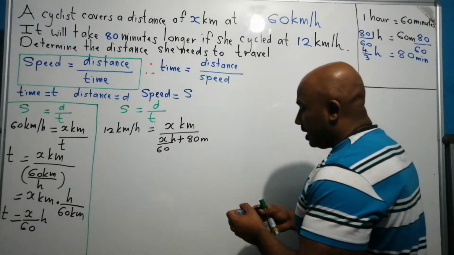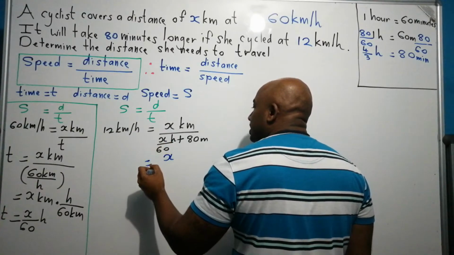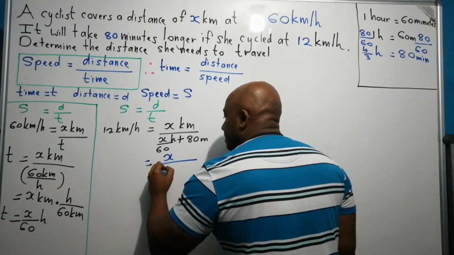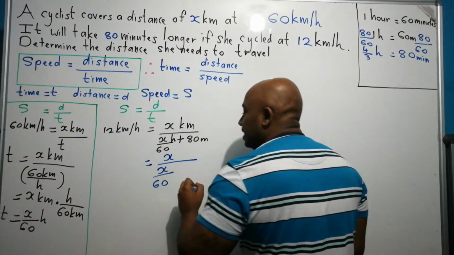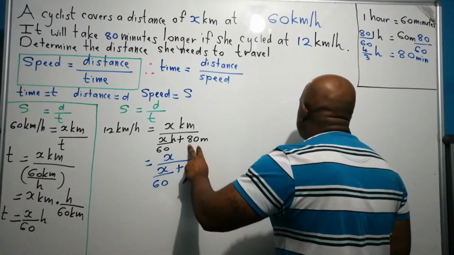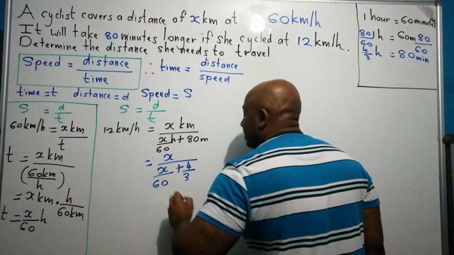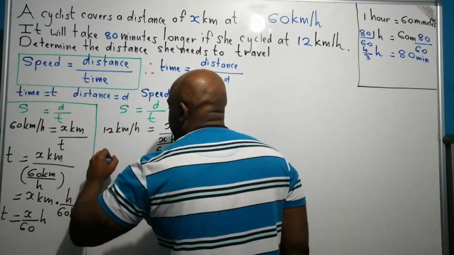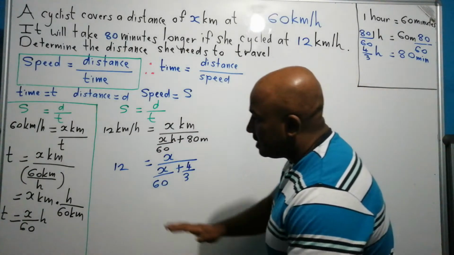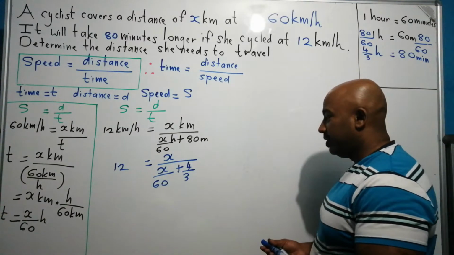So now if I go back here, I got my X kilometers divided by my X over 60 hours plus, this was the time, plus the 80 minutes, and now the 80 minutes is the same as 4 over 3 hours. On the left hand side, I got my 12 kilometers per hour. Okay, just leaving out all the units there. We don't want to mix up everything. So now, what do we have here?